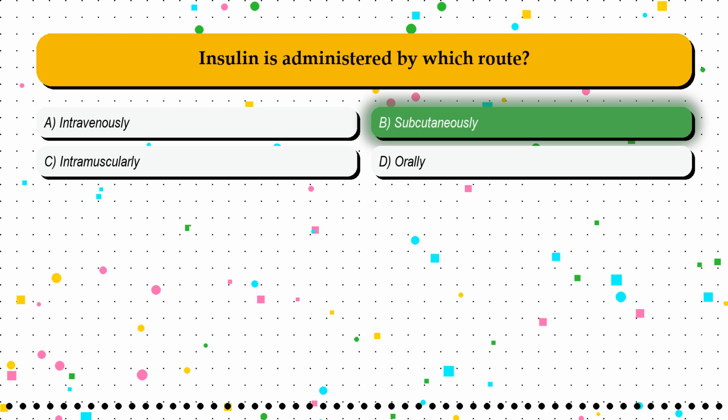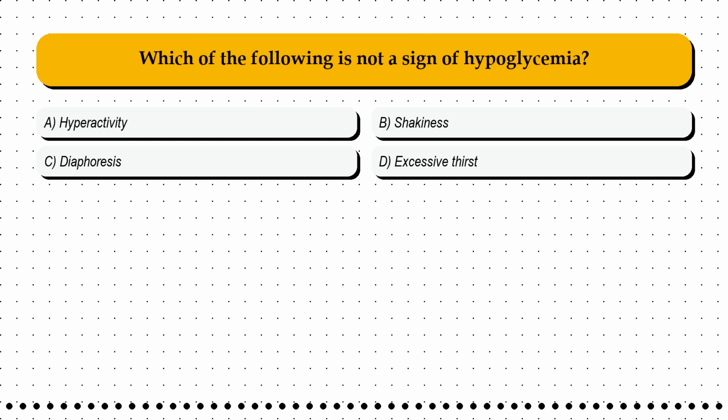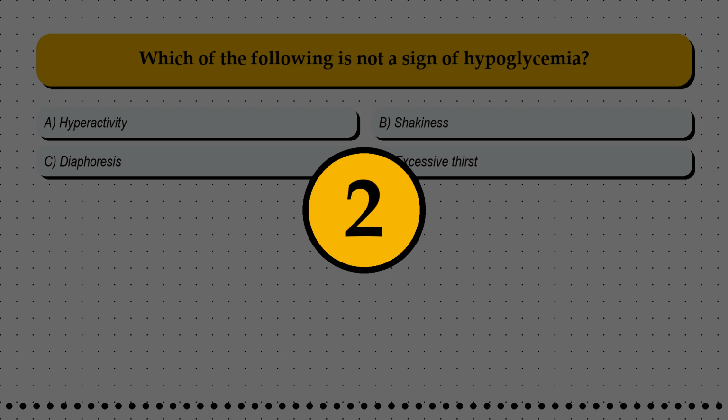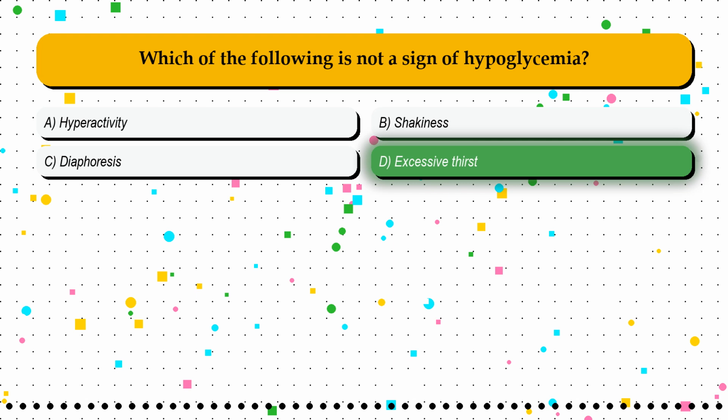The correct answer is option B, subcutaneously. Question 172. Which of the following is not a sign of hypoglycemia? Option A, hyperactivity. Option B, shakiness. Option C, diaphoresis. Option D, excessive thirst. The correct answer is option D, excessive thirst.